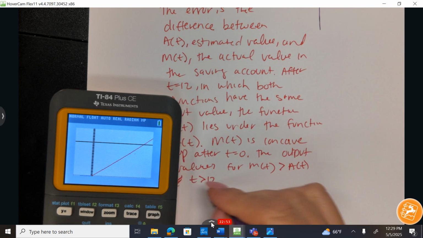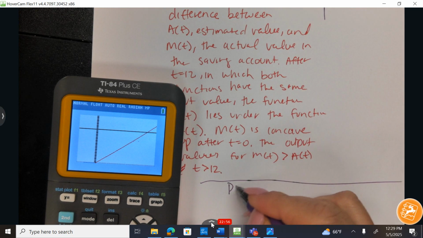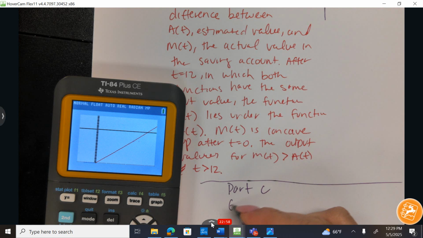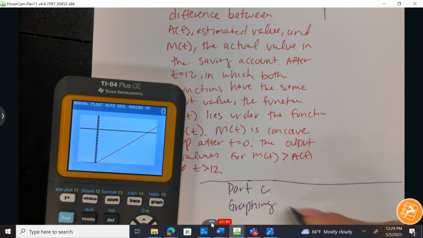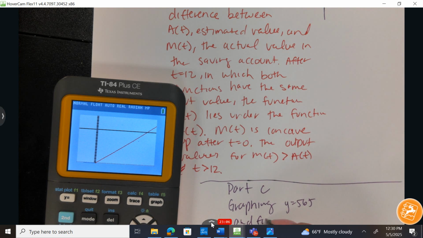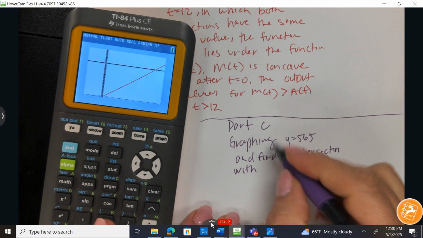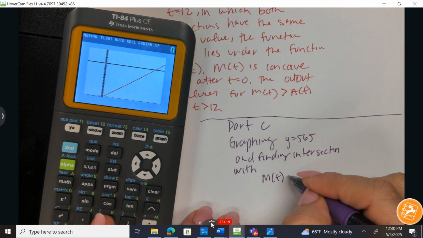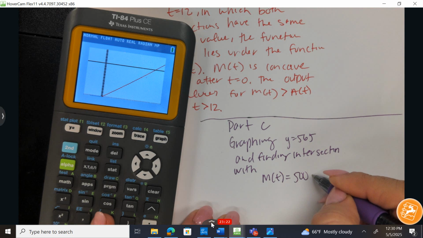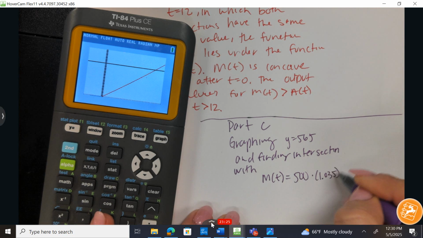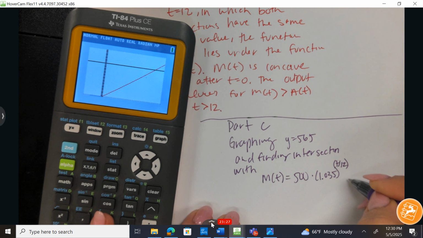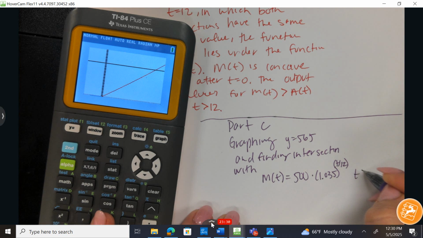So letting the AP reader know what I'm doing, this is part C. I am graphing y equals 565 and finding the intersection with M of t equals 500 times 1.035 raised to the 12t divided by 12. And this is with t greater than or equal to 0.